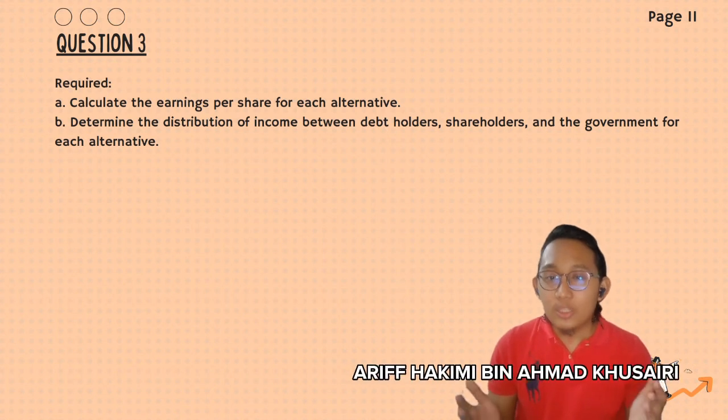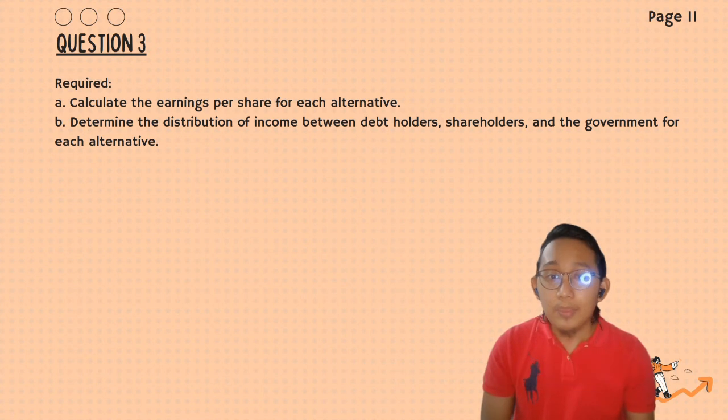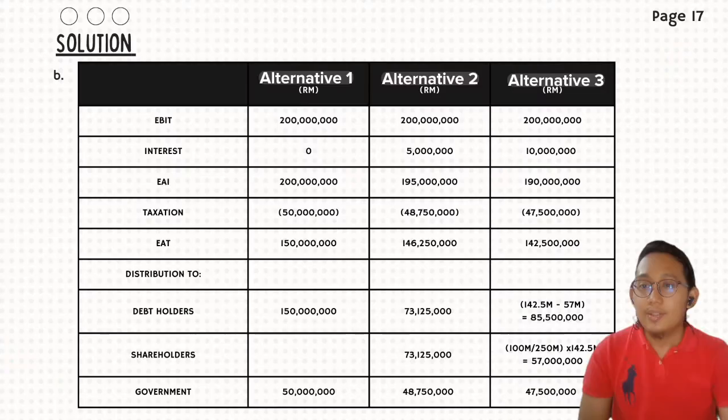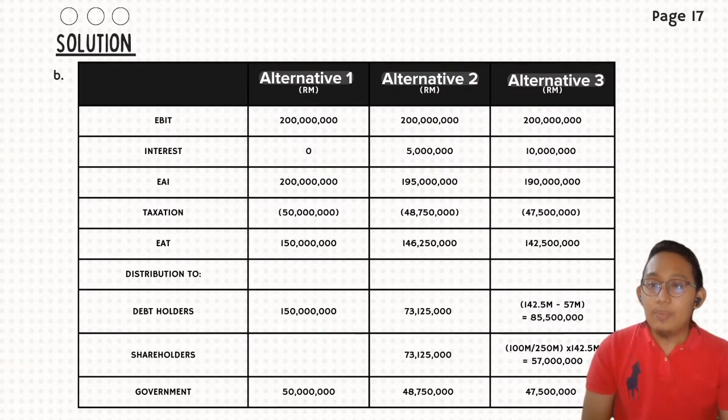Next is question 3B. Determine the distribution of income between debt holders, shareholders, and the government for each alternative. Next, I will present to you the answer for question 3B.